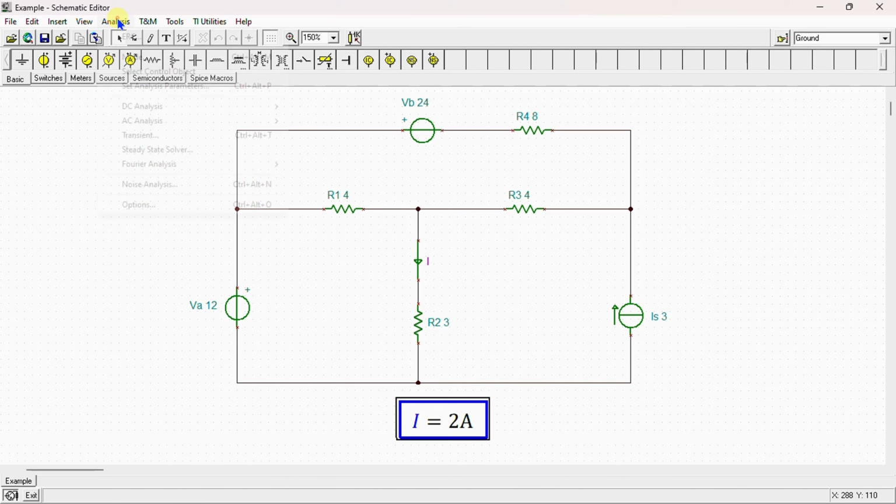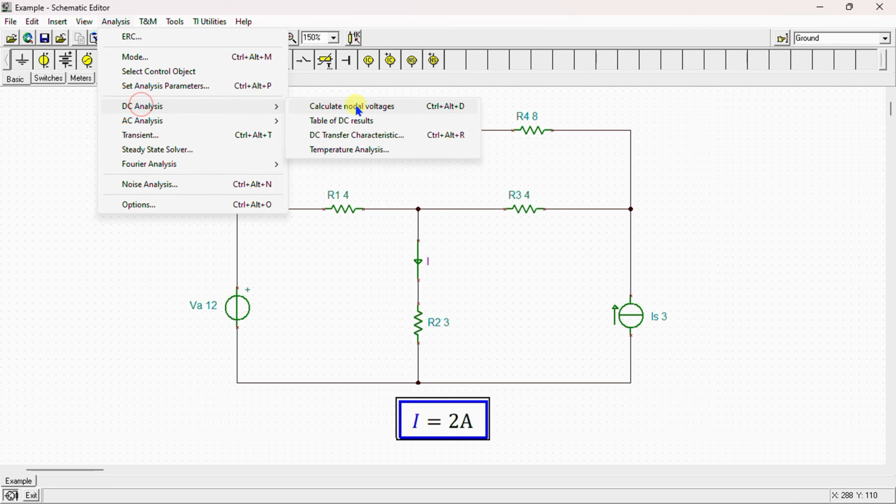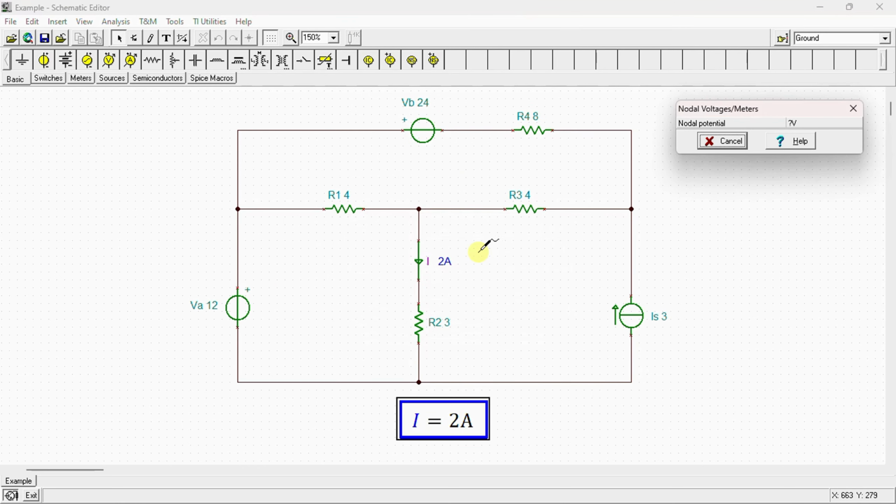Let's move on to analysis. DC analysis, calculate nodal voltages. We can see here that I is equal to 2 amps. After completing the circuit simulation, we can clearly observe the similarity between the simulation and calculation results. This serves as a validation of our work.